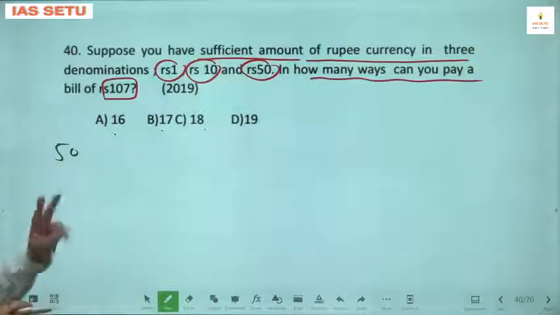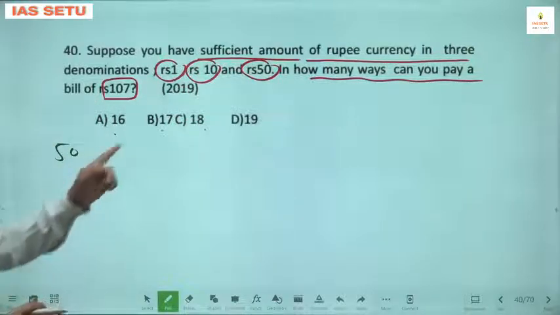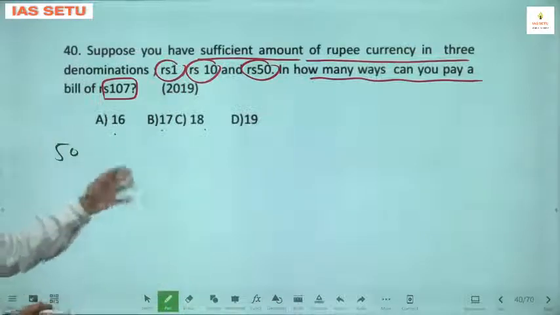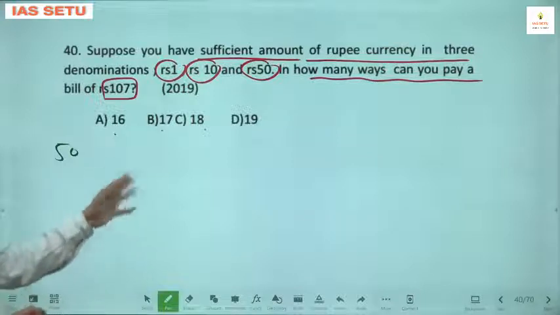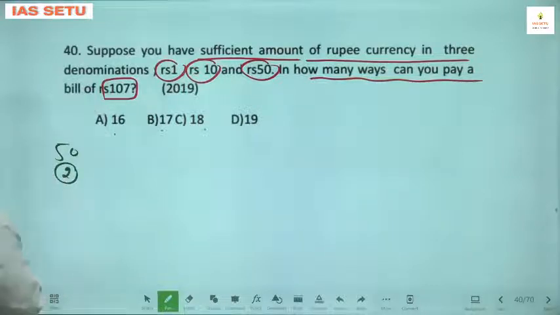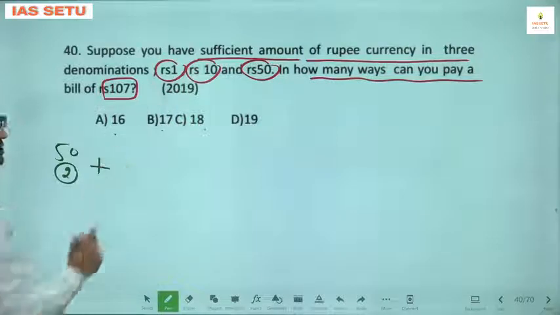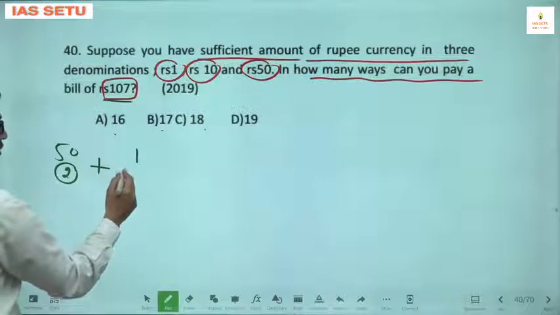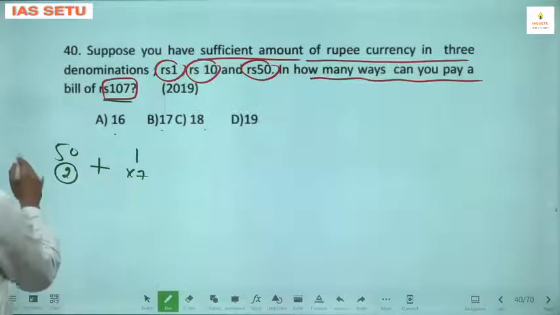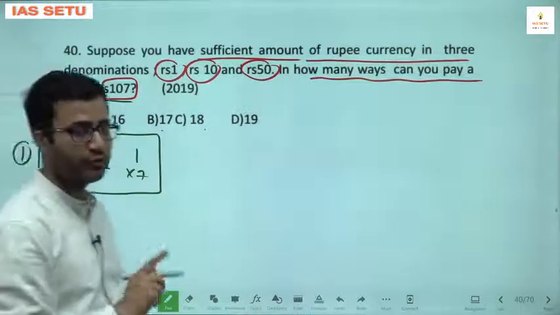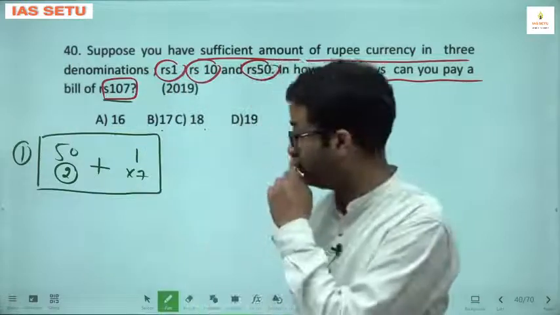First, I take two. How many ways? There is no condition that you have to use all three denominations. So with the 50, I can have a combination of 10 only, or 50 with 1. If I take two currency notes of 50, that means 100 plus. Can I take a currency note of 10? No, because I have to pay 107. Then I have to take 1 seven times. So this is one way, where I use two currency notes of 50. One way only.